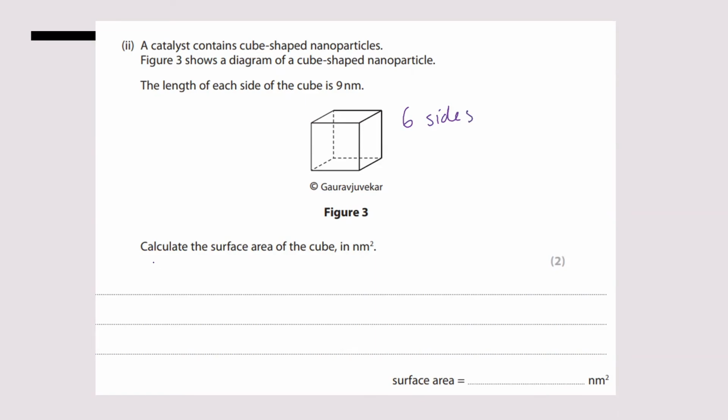Okay, so each face, faces, that's the best way. So each face is 9 by 9, so 81. It's got 6 faces, so it's 81 times by 6. And we can use our calculators for this again. Remember, it's the surface area. Okay, 81 times by 6, 486 nanometers squared.